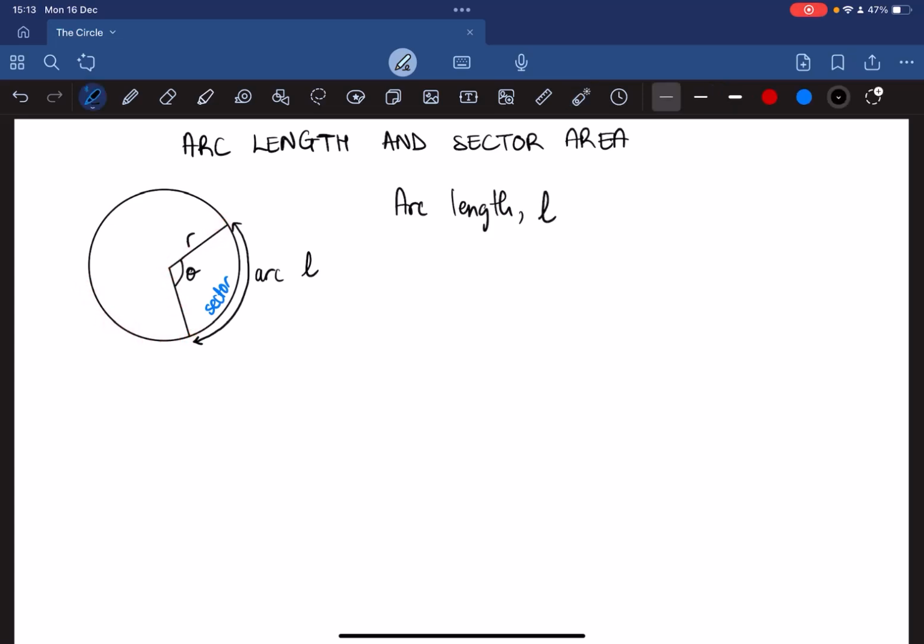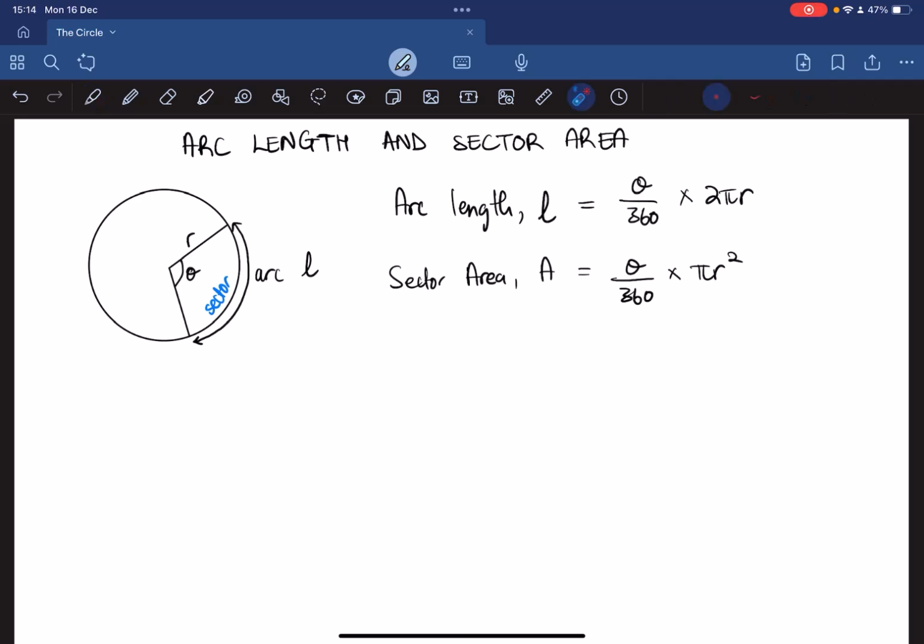To find the arc length, which can be denoted by L, we say theta over 360 times 2 pi r. We can also find the sector area, which is denoted by A, as theta over 360 times pi r squared. We take a fraction of the whole circumference depending on the angle at the center of the circle. The angle that we'll be having right here is what we are talking about.